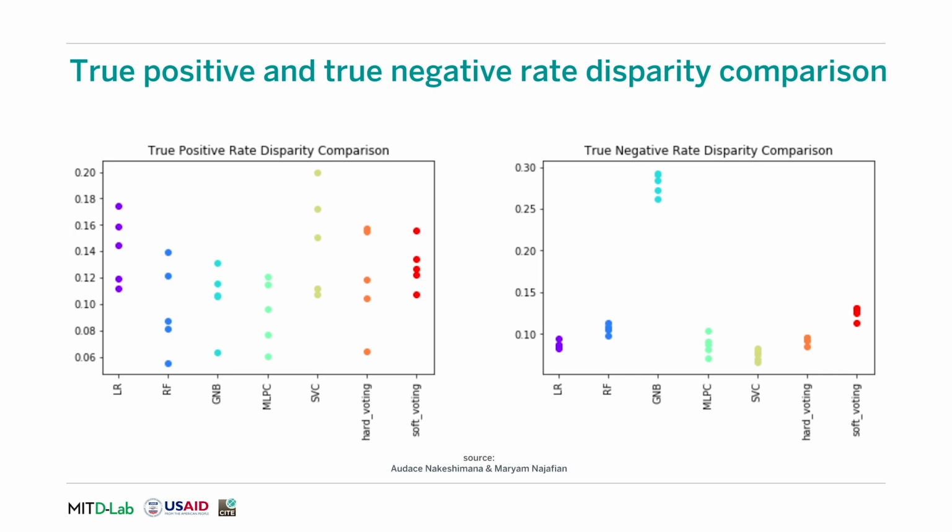Surprisingly, we see a significantly different result by looking at the true positive and true negative rate disparity. If you look at the true positive rate disparity, you can see that models like logistic regression or SVC now have higher disparity and higher variability than models like GNB. But if you look at the plot for the true negative rate, you can see that it tends to follow the previous trend where logistic regression and SVC have lower variability and lower disparity than GNB. It is therefore very important to see that these models have different inherent behaviors when it comes to bias.